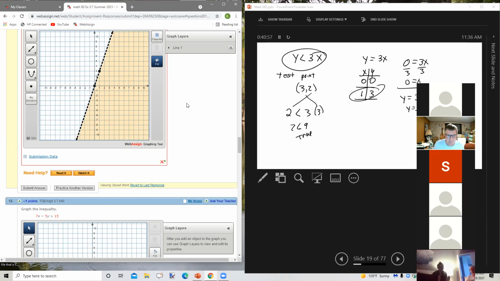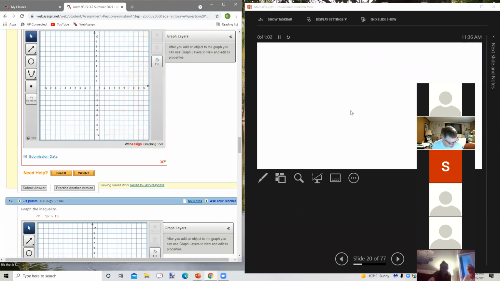No. All right, let's take a look at another example. How about this one? Y is greater than -3. Well, let's look at the related equation, which would be y equals -3.